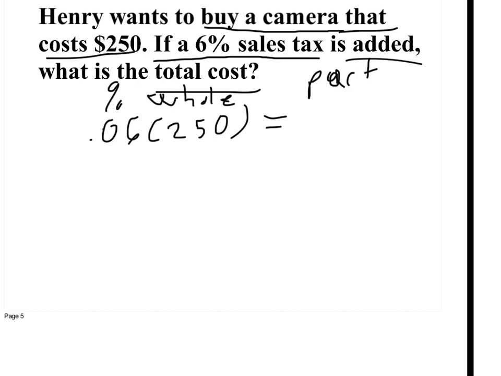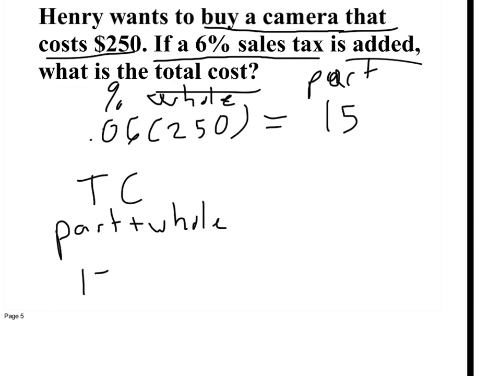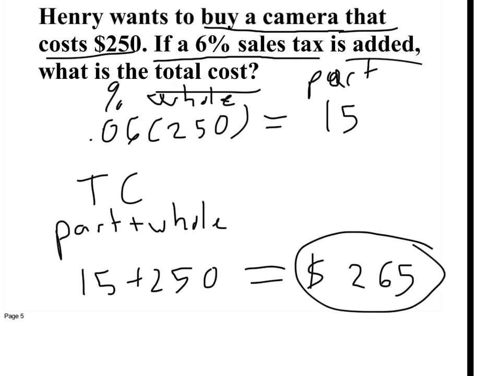0.06 times 250 is 15. But is that how much it's going to cost you, $15? No, that's the sales tax. That's what's being added on. So to find the total cost, you take the part plus the whole, which the part is 15, the whole is 250. How much is it going to cost Henry to buy this camera? $265. So that's all you do. You find the sales tax. This is what the register does when you go through a store. It takes your sales tax, which here in this county is like 0.08, times whatever your subtotal is, and then it adds that and makes that your total cost.